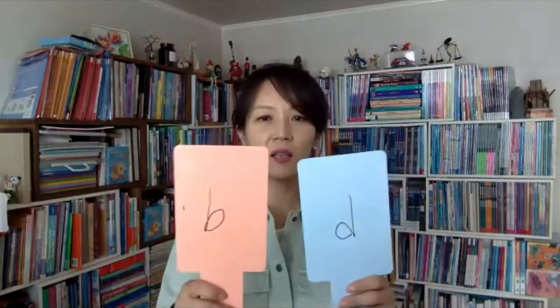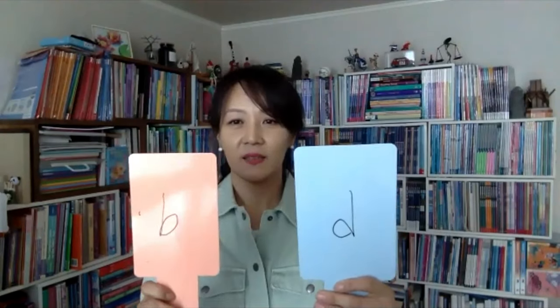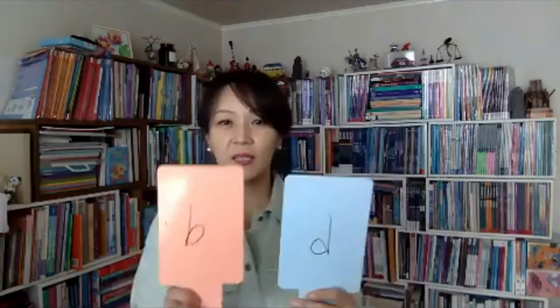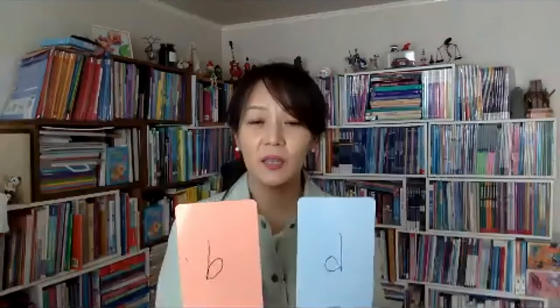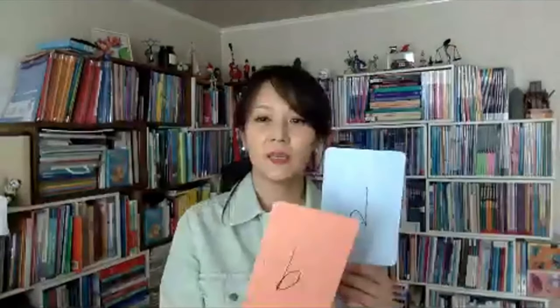Can you see this color with B and D? This orange is B, I wrote, and blue is D. Can you see? B, D. Can you repeat after me? If I show you this word, you have to say B and D.